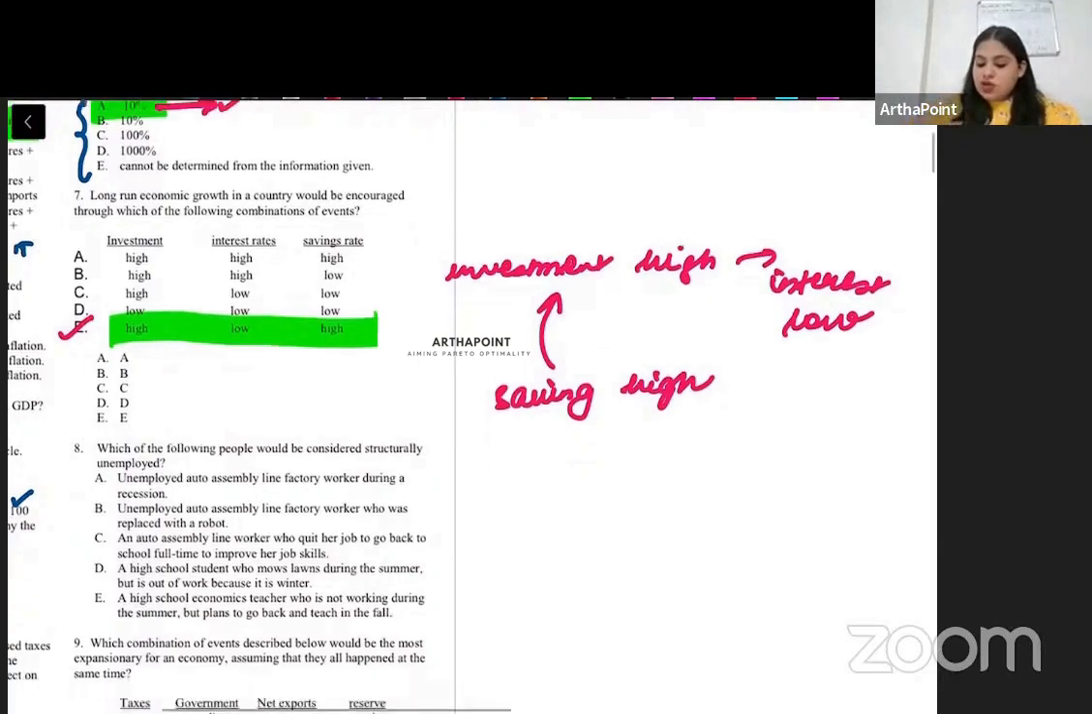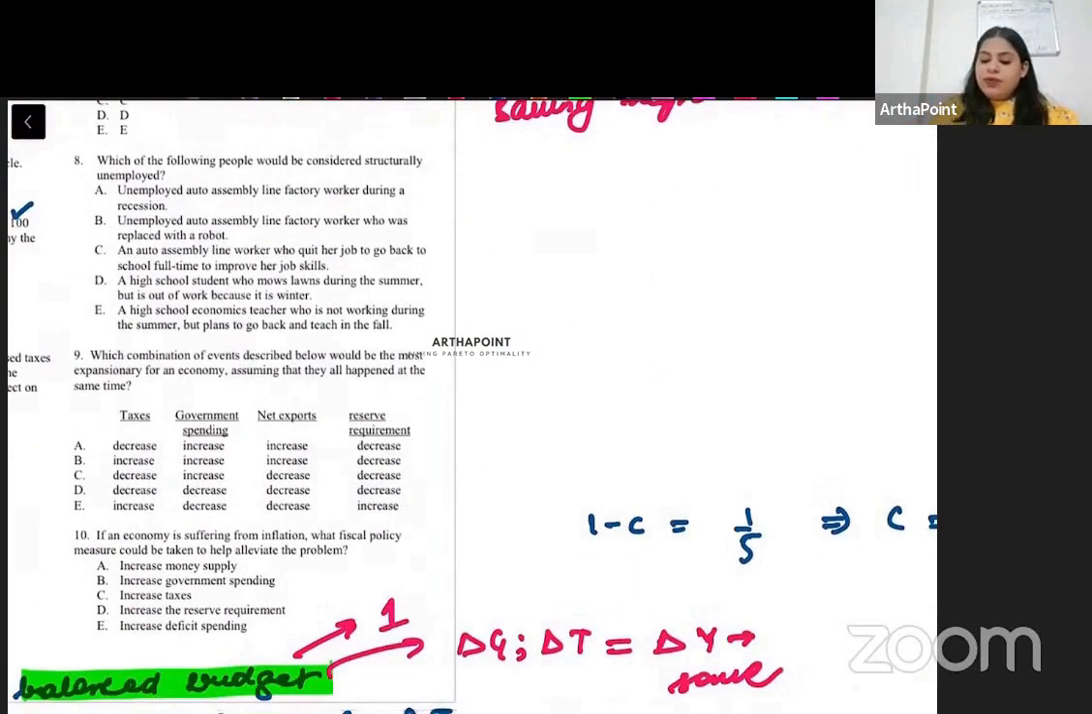Okay, come to the next question. Which of the following people would be considered structurally unemployed? So what is structural unemployment? When you lose a job because you don't have the required skill. Like if I don't know how to use a computer, and I lose a job, then that is structural unemployment. So beta, just read out the options. First says unemployed auto assembly line factory worker during recession. No. Unemployed auto assembly line worker who has been replaced with a robot. That can be structural unemployment. So the answer to question number 8 is B.